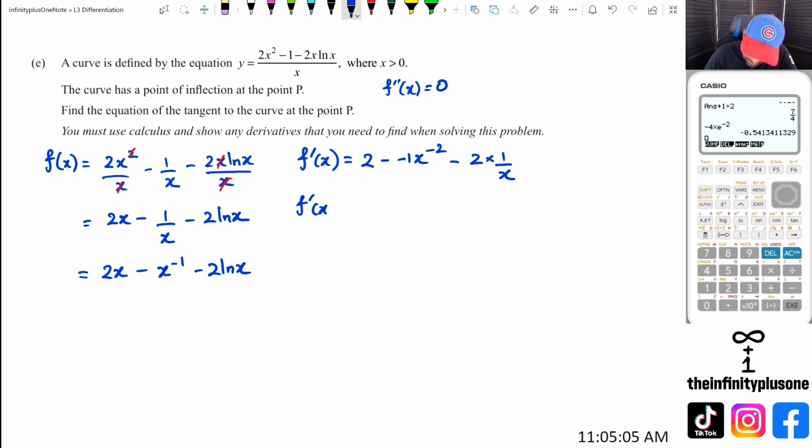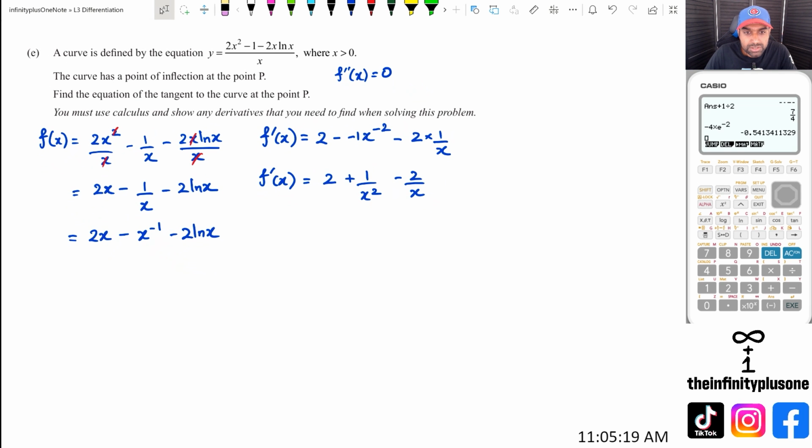So basically f dash of x is equal to 2 plus 1 over x squared minus 2 over x. All right, so that's f dash of x. Now I need to work out f double dash of x. I'm going to rewrite f dash of x so that it's easy for me to differentiate, putting the x in the numerator and this one in the numerator as well.